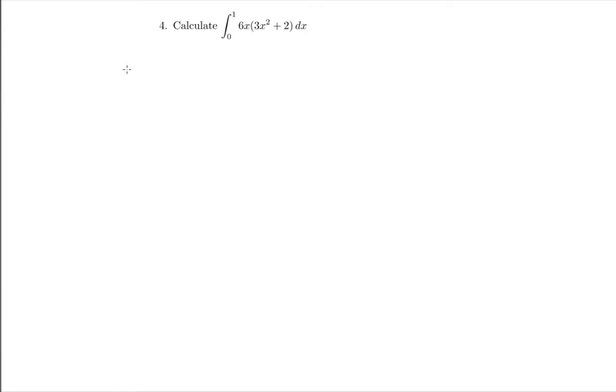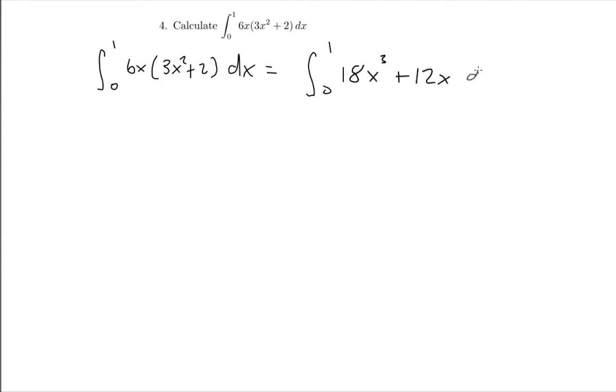We could just multiply that 6x into the 3x squared plus 2. So let me show you what that looks like. I could, if I wanted to, multiply this in, and this would be the exact same thing as the integral from 0 to 1 of 18x cubed plus 12x dx. And then I can use my definite integral rules and split this up and make it simpler, and then use the fundamental theorem of calculus and continue as I have in the previous examples. But I don't think I want to do that.